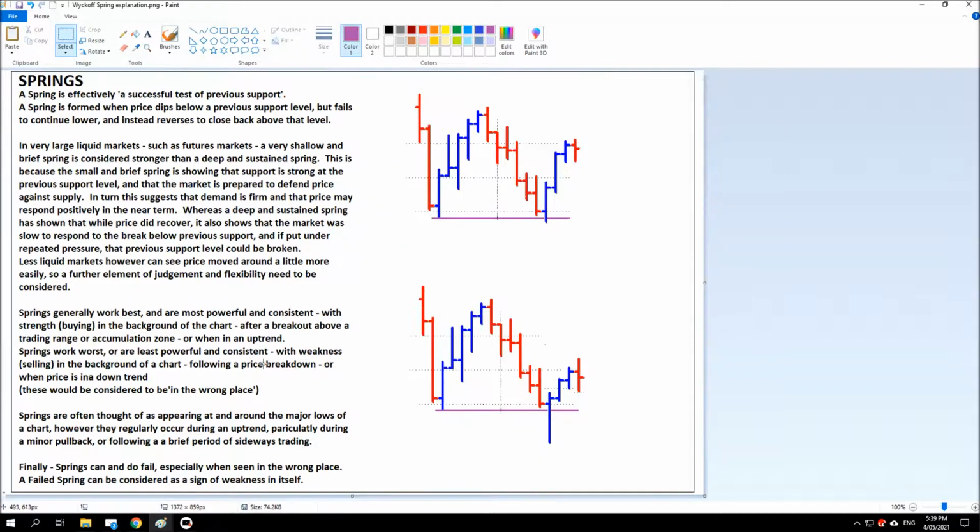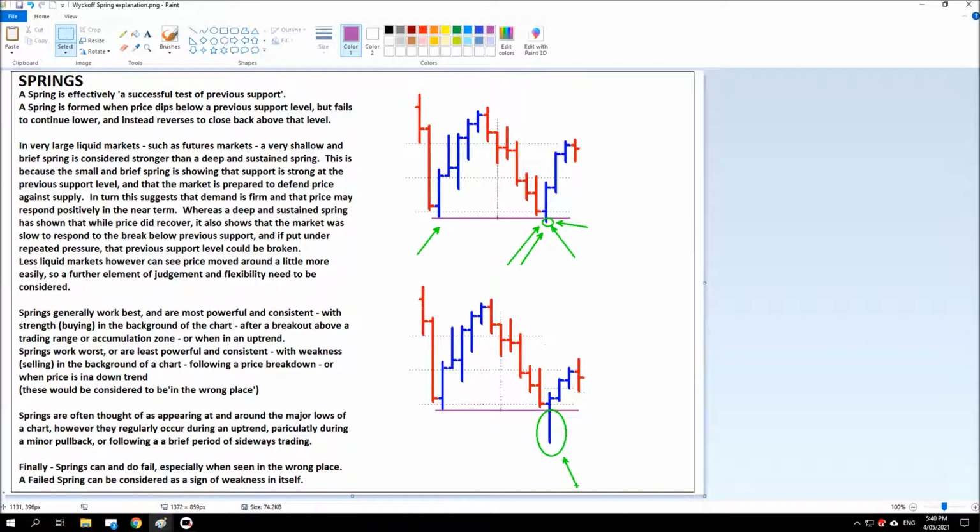So hopefully you're starting to get an eye for them now. The spring is the dip below previous support where price recovers, preferably quickly. And this is the spring. Now this is also a spring here, but it's quite a deep and sustained spring compared to this spring. This is the type you'd be better off looking for, but sometimes this type is successful as well. You just need to make a judgment call on the market you're trading in. Okay, hopefully that makes sense and you can understand.